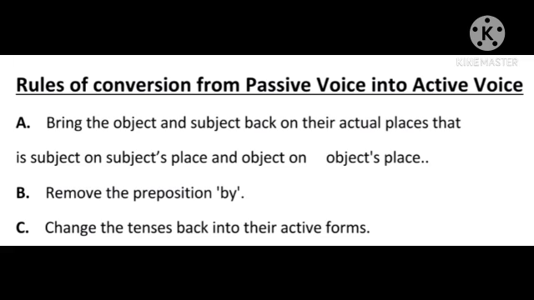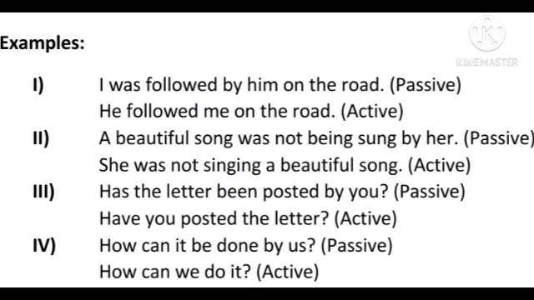The first thing, bring the object and subject back on their actual places, that is subject on subject's place and object on object's place. Second thing that we have to do, we added by, we should remove that. So remove the preposition by. And the third thing that we did while converting the sentence into passive, change the tenses back into their active forms. Let's try to understand it through examples.